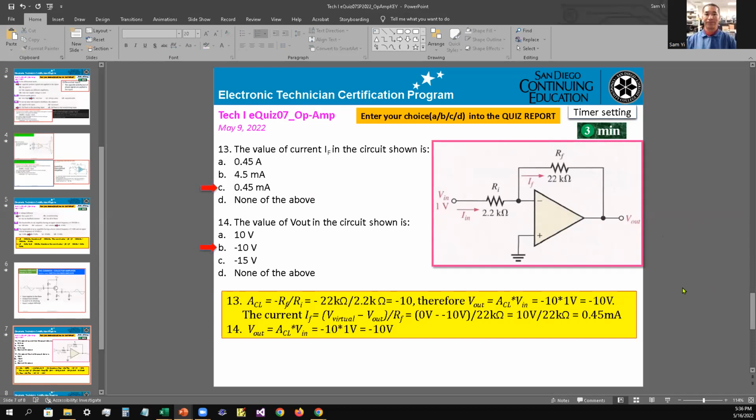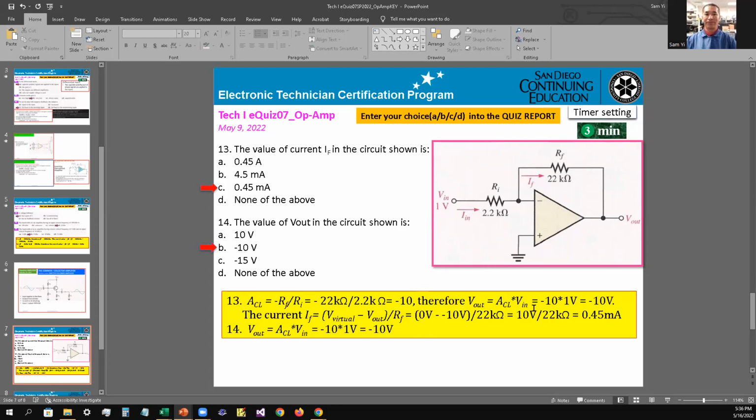Number 13, the value of the current IF in the circuit is... So now we calculate the current through IF, which is right here. The current going through IF is the same current going to the input, so going through RN.